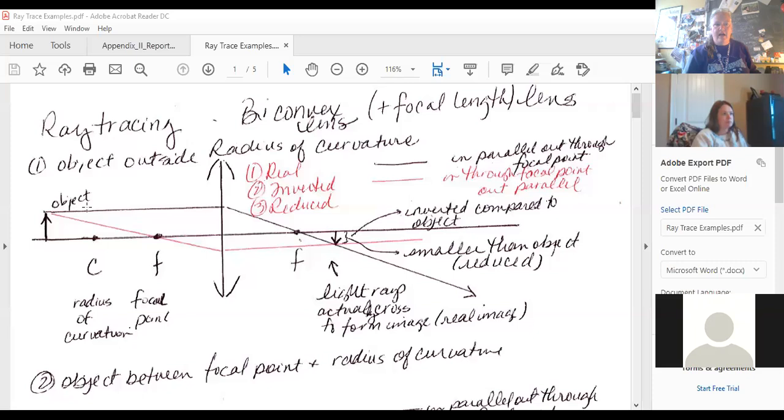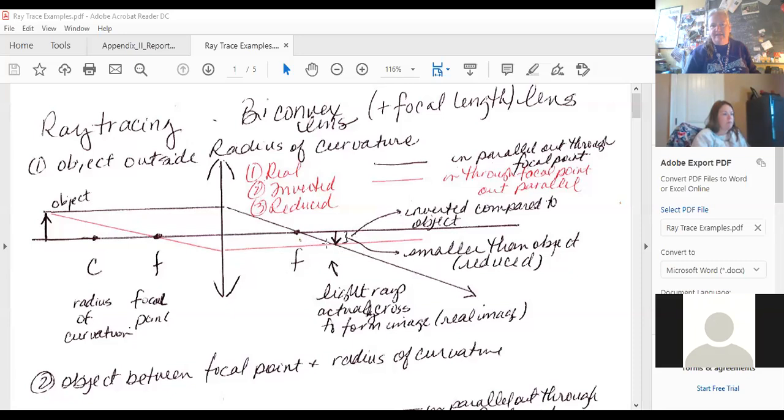So in parallel, out through the focal point. I just put my ruler right there and draw a straight line out through the focal point, however long it needs to be drawn. Then in through the focal point: I take my ruler from my object and draw it through my near focal point. When it hits the center of the lens, it goes out parallel.